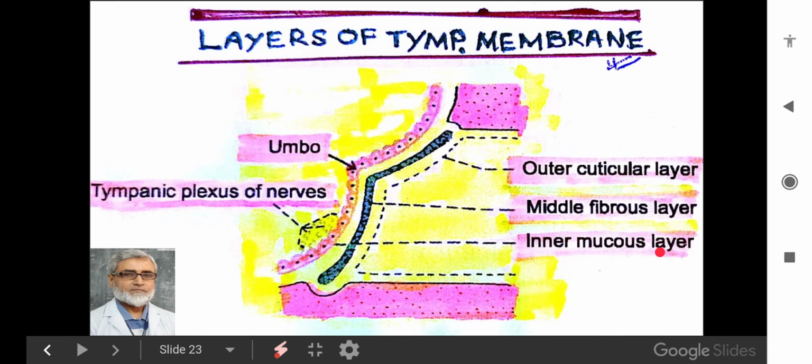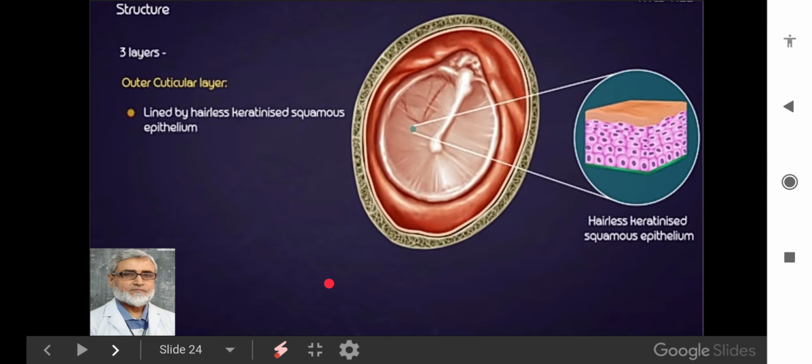So remember, these 3 layers are asked in the examinations by the examiner. Usually this question will be asked to you: What is umbo and what are the layers of tympanic membrane? You remember this. So see here, the outer cuticular layer is lined by hairless keratinized squamous epithelium. Just remember, this epithelium is hairless keratinized squamous epithelium.